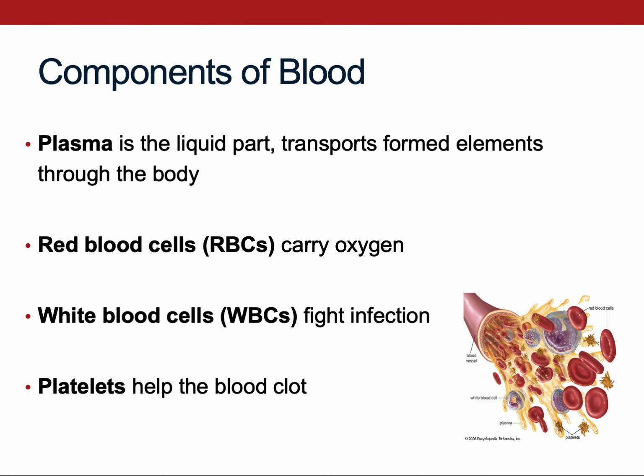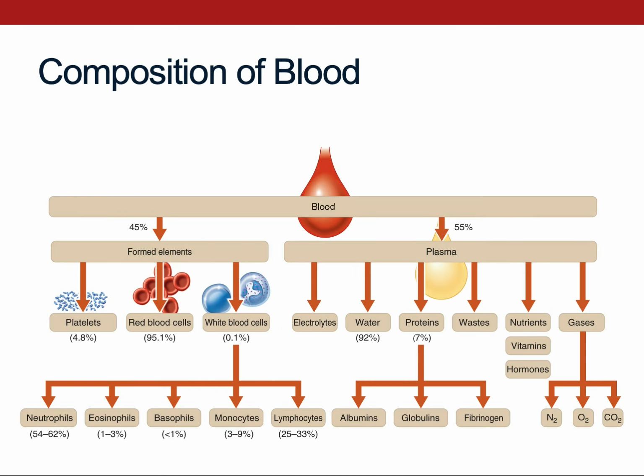There are 4 components of blood. Plasma is the liquid part. Its job is to transport the formed elements throughout the body. Red blood cells, which can be abbreviated as RBC when you're writing it out, carry oxygen. White blood cells, or WBCs when you're writing it out, fight infection. And platelets help the blood clot. We're going to go over each one of these in a little bit more detail later on in this screencast.